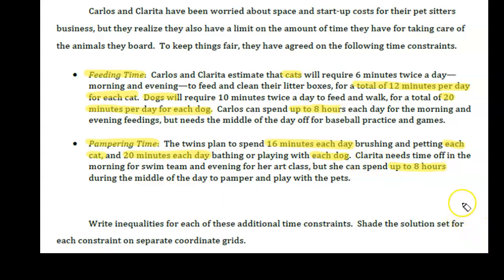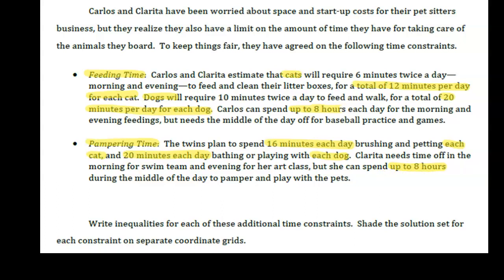So one of the first things that we notice is that our unit of measurement is different for these. When we're talking about the feeding time that it takes for the cats and dogs, we're using the unit of minutes. Yet when we're talking about how much time Carlos and Clarita have to spend on each of these chores, we're talking about hours. So right away I'm thinking we are going to need to either convert all of this to minutes or convert all to hours. But we'll get to that in just a moment.